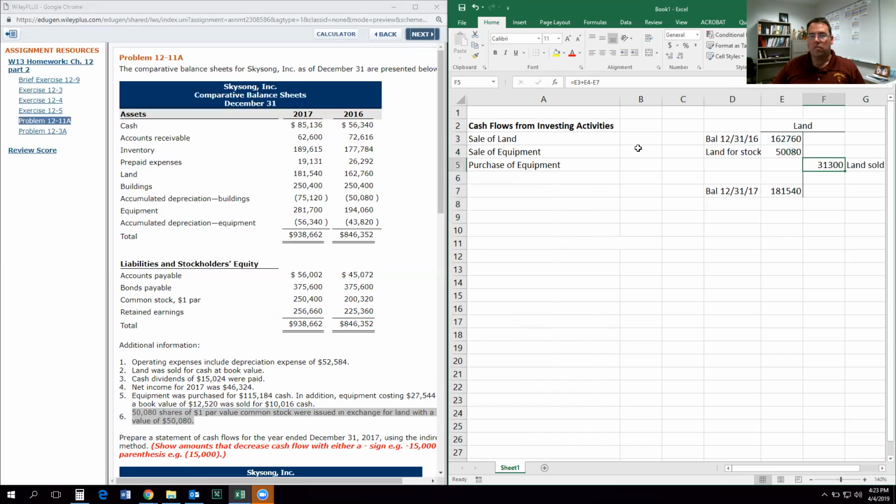We sold $31,300. And so when we sell land, we're getting rid of an asset. That means our cash is going up. So this is going to be an increase to our cash of $31,300.